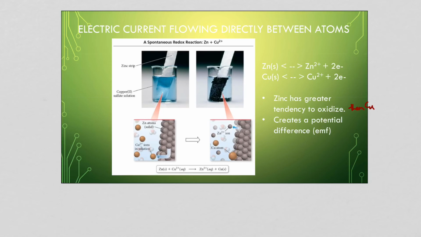And this creates a potential difference, because it wants to go, and since it wants to go, there's a spontaneous difference in potential. How big that is means that there's a bigger difference. You have a bigger desire for those electrons to flow, and it creates a bigger potential difference in your cell. We'll get more into this as we go through the material.